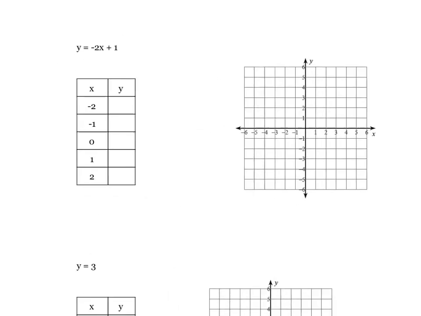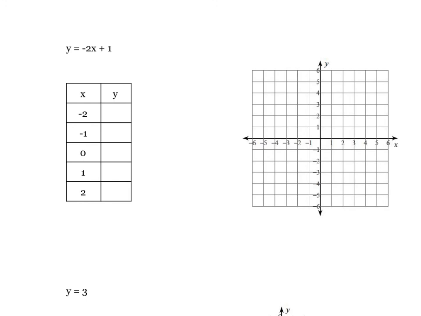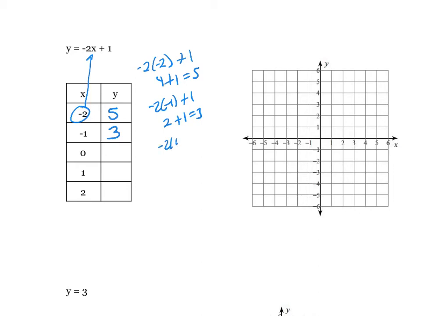Here are 2 more examples. Again, you're going to plug in negative 2 into the equation. Here we got to be careful because we're going to be multiplying 2 negatives together, which makes a positive. So I get a 5. Plug in negative 1. I'd get 2 plus 1 is 3. Plug in a 0. Be 0 plus 1, which is 1.